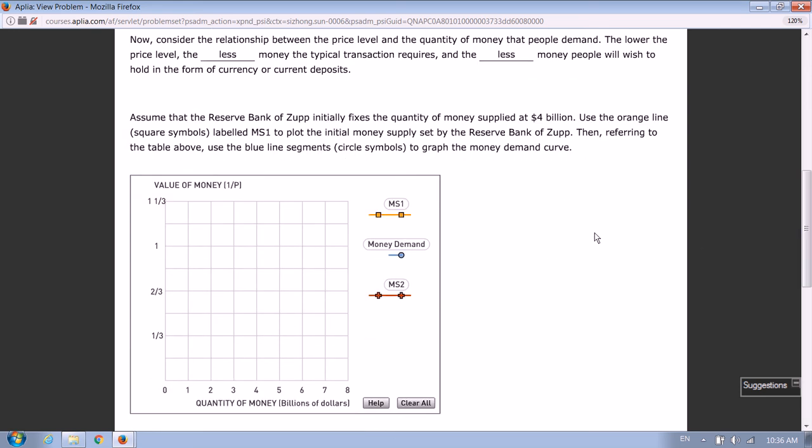Assume that the Reserve Bank of Zap initially fixed the quantity of money supplied at $4 billion. Use the orange line to plot the initial money supply set by the Reserve Bank of Zap. So initially it's 4 billion. This is a policy variable. Okay, that's money supply, and then money demand.